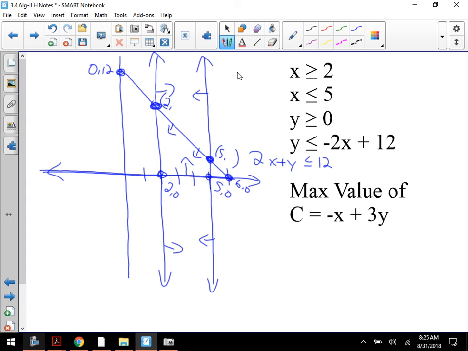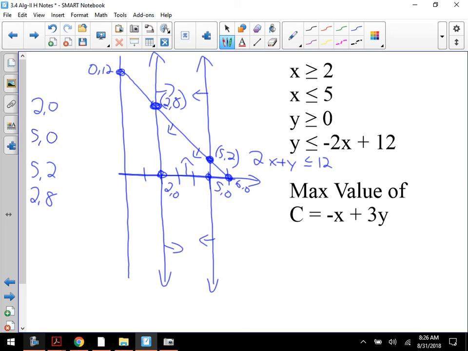I'm figuring out where it hits. I'm using the ordered pair here too, because it hits here. 2 times 2 is 4. 4 plus 8 is 12. Okay. Direct substitution. Next vertical line, 5. What's 2 times 5? 10 plus what is 12? Do I have 4 ordered pairs now? Yeah. I've got 4 ordered pairs: (2, 0), (5, 0), (5, 2), and (2, 8).